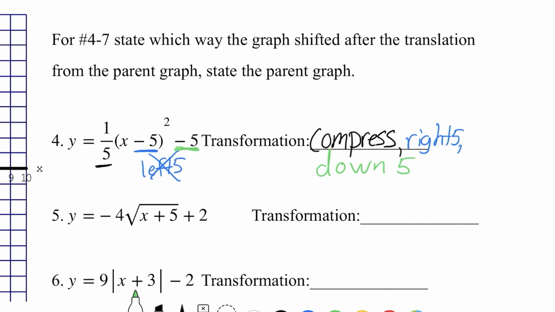In the directions, it also asks for you to state the parent function. The parent function is y equals x squared. The reason why I know that is because we have a squared involved.